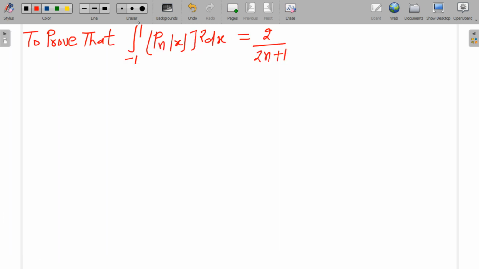Hello friends, next question: to prove that the integration from -1 to 1 of Pn(x) squared dx is equal to 2 divided by (2n + 1). This is also known as the orthogonal property of Legendre polynomials.